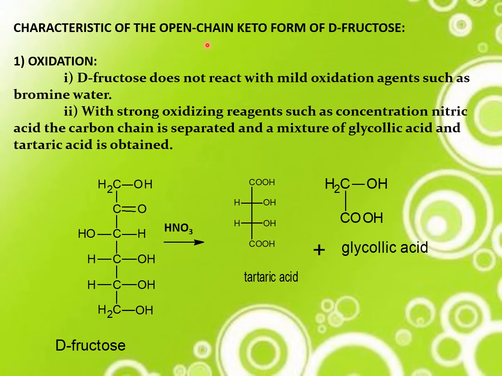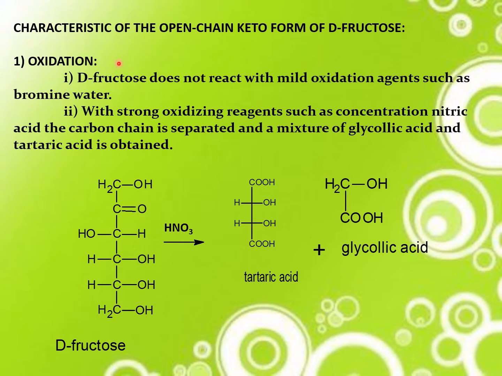Characteristics of open chain keto form of D-fructose. What is open chain keto form? Here, this is the structure of fructose. It contains 6 carbon atoms present in a straight chain. And what does keto form refer to? Here, the C=O keto group is present at the second position. So, we refer to it as the open chain keto form of D-fructose. Now, we will see its reactions.